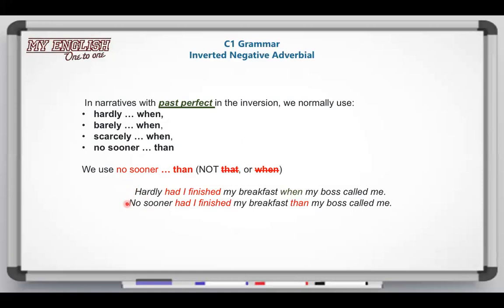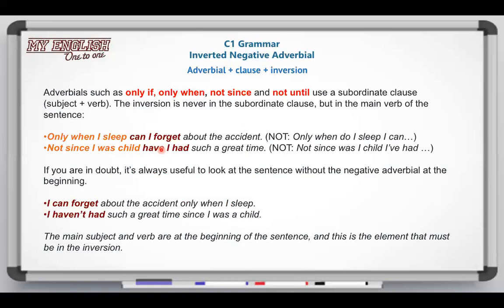So basically, we just need to remember which conjunction, or which relative pronoun, goes with each adverb because they work in pairs. So remember, hardly when, barely when, scarcely when, no sooner than. All right, let's continue. Adverbials such as only if, only when, not since, not until, right? We have 4 cases. Use subordinate clause, subject plus verb. All right.